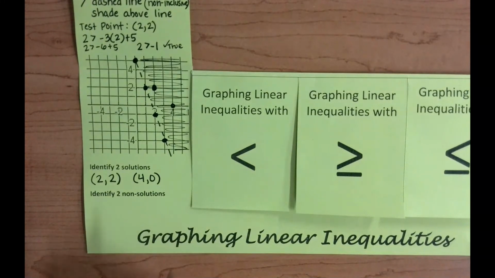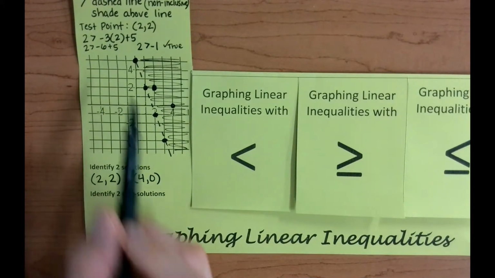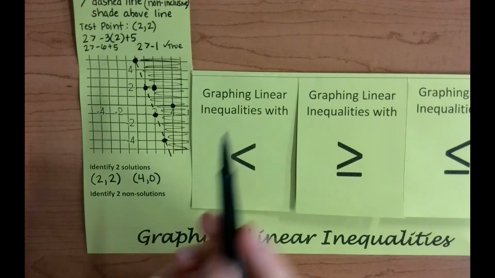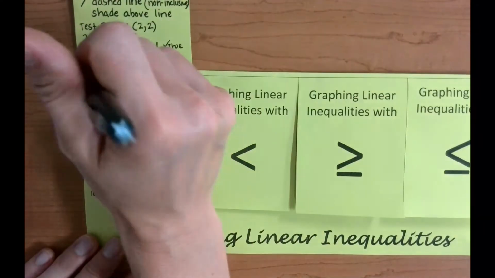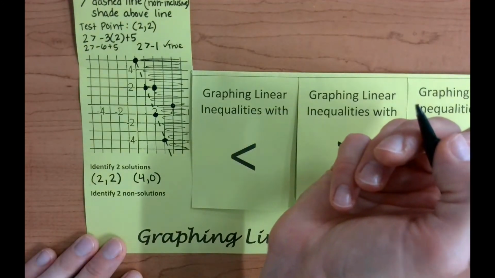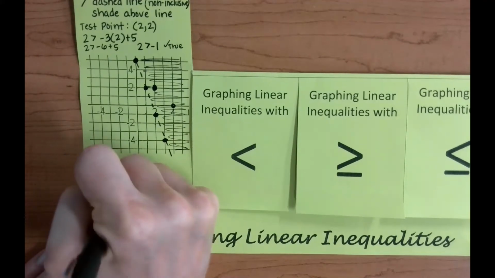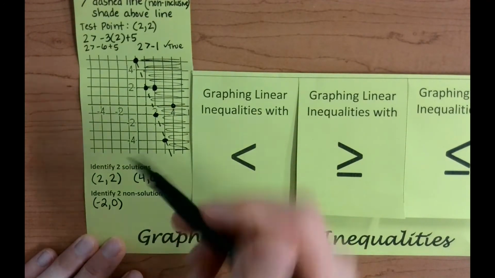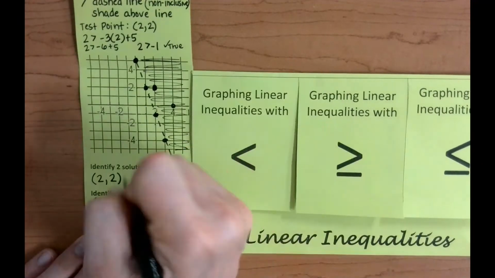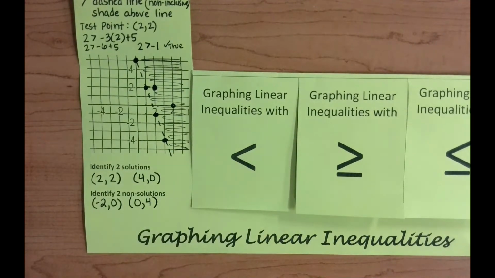Non-solutions would be points that are in this other region that is not shaded. So this would be any ordered pair over in this region. So I'm going to pick (-2, 0) and then also (0, -4). They're not in that shaded solution region.